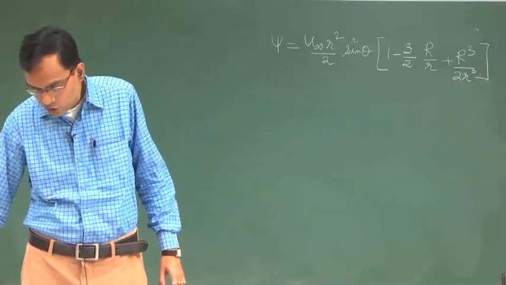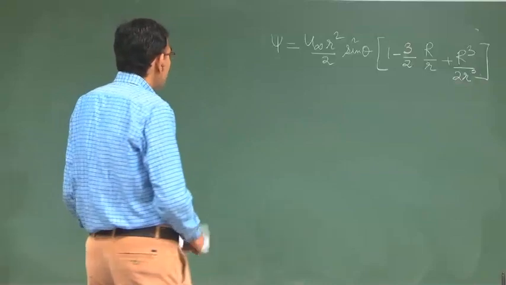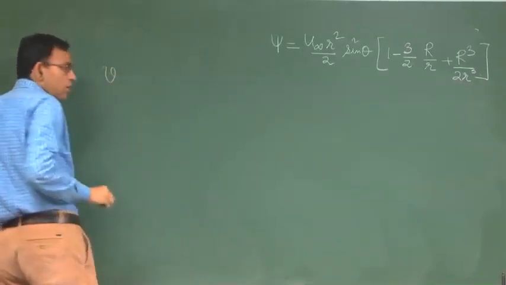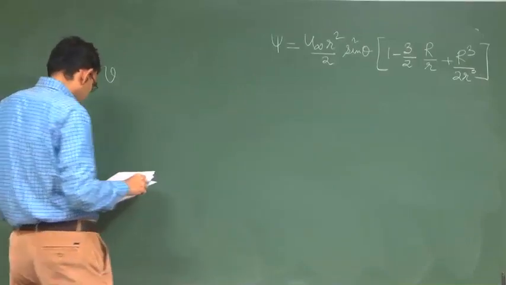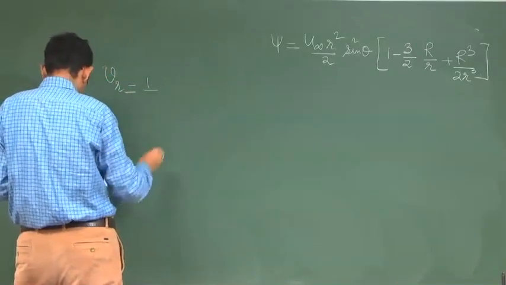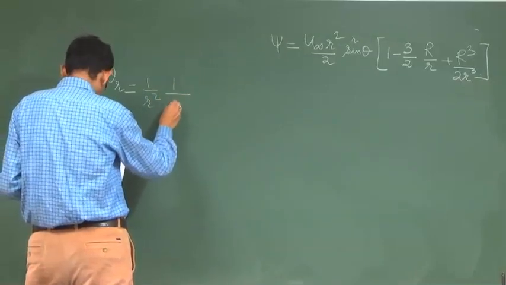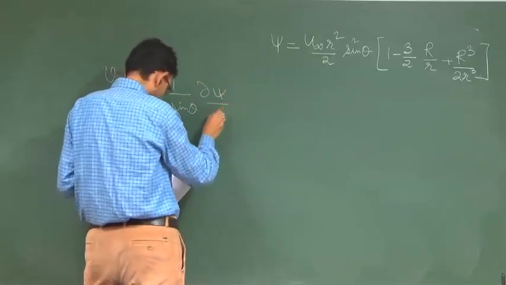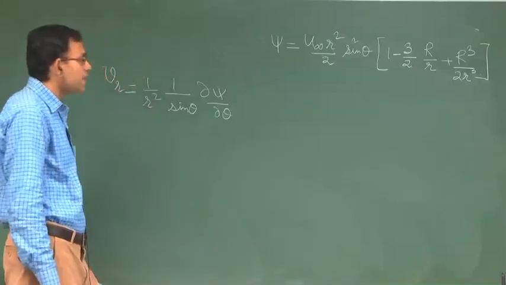So the steps are very logical. We start with obtaining expressions for Vr and V theta. So Vr is 1 by r square into 1 by sin theta, this is the definition of Vr as a function of psi.